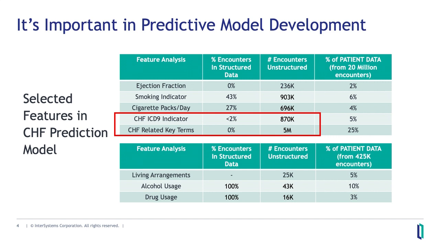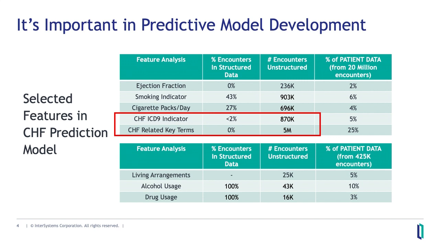In this case, I was looking at some of the features. This is from a project a company did, talking about how they can predict congestive heart failure. They're looking at features. I assume there are a lot of data scientists here. When I say feature, that's a data feature. In this case, there's ejection fraction, smoking indicators, cigarette pack days, congestive heart failure ICD-9 data, and also related terms, symptoms, and findings. In the second column, you can see that the percentage of encounters in the structured data for some of these is very low.